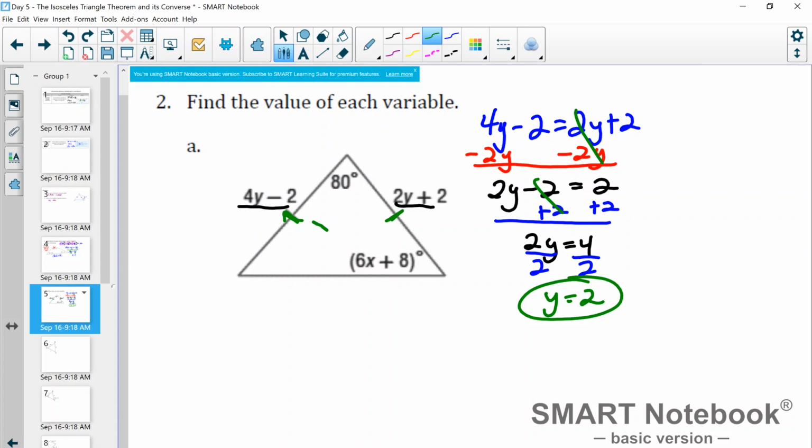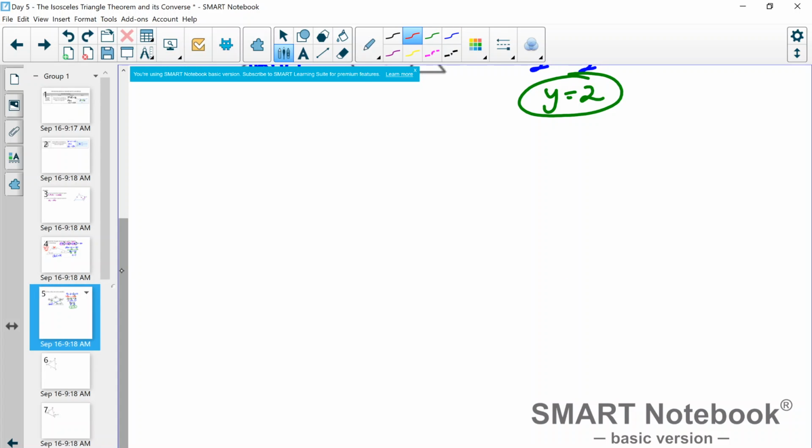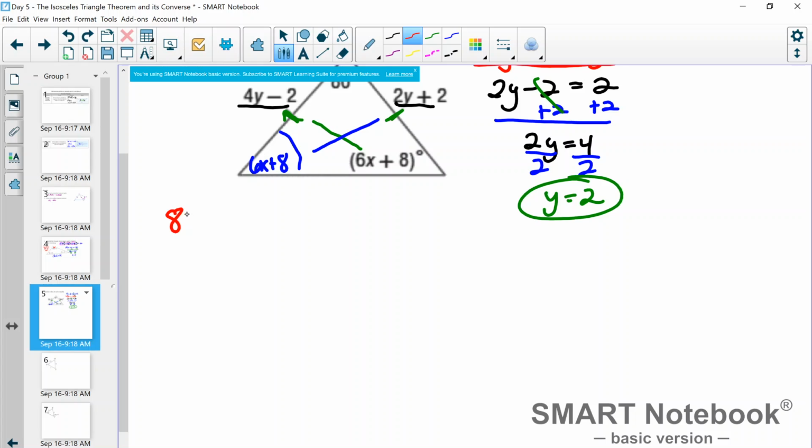So if I look across from this side, I see this angle is 6x plus 8. If I come across further, I can say this angle is also 6x plus 8. Now I have all three angles filled in, and I can figure out what x is equal to. We know the triangle angles will add up to be 180. So we'll do 80 plus 6x plus 8 plus 6x plus 8. And I'm going to get 180.